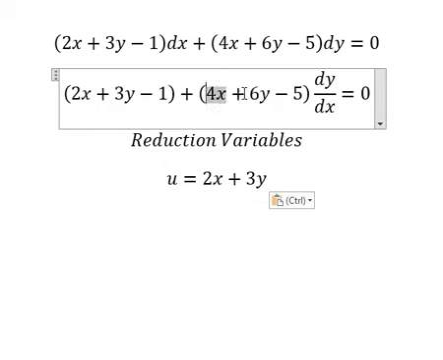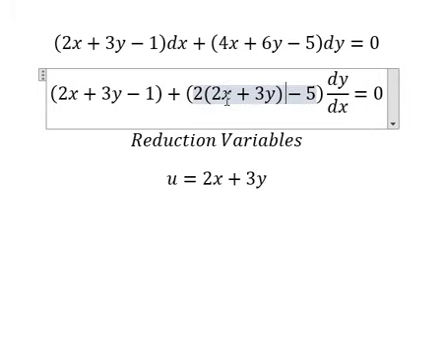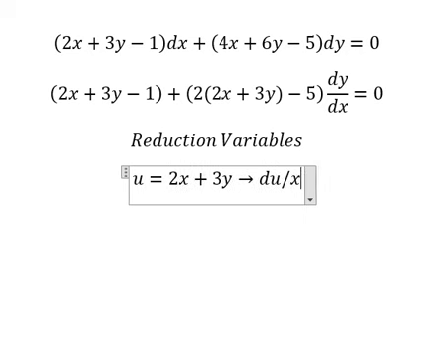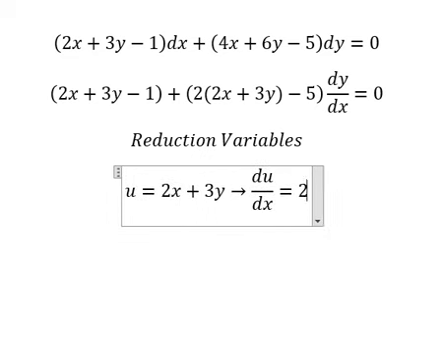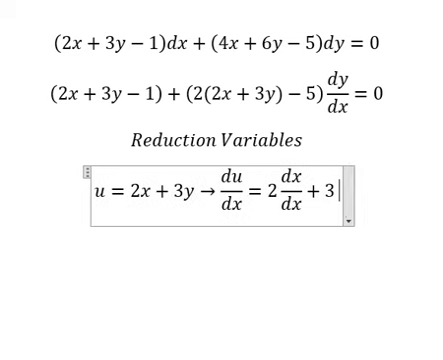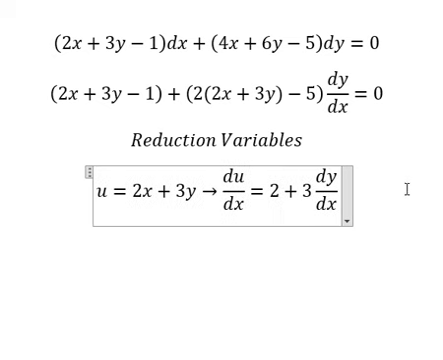We know that this one we can do factorization by number 2. Next, we can do the first derivative for both sides. This one is number 1. dx over dx is number 1.